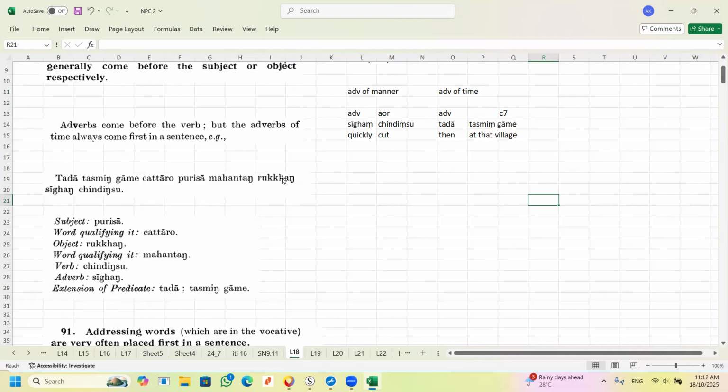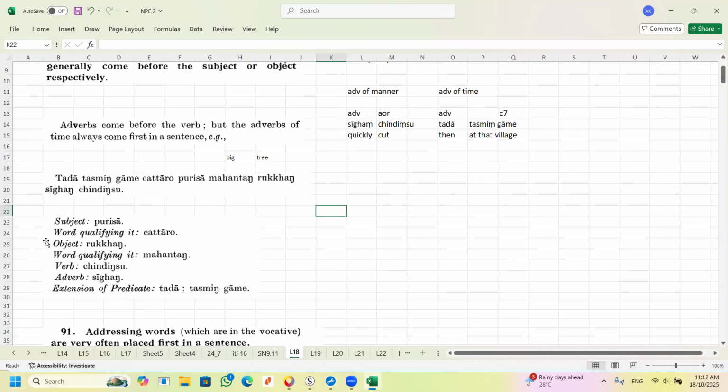So this one is an adjective to this. They cut the, this is an object. This is a big tree. This is big, this is tree. And then you see the adverb. They cut the big tree quickly. Can you see? The arrangement is like that, buddy.